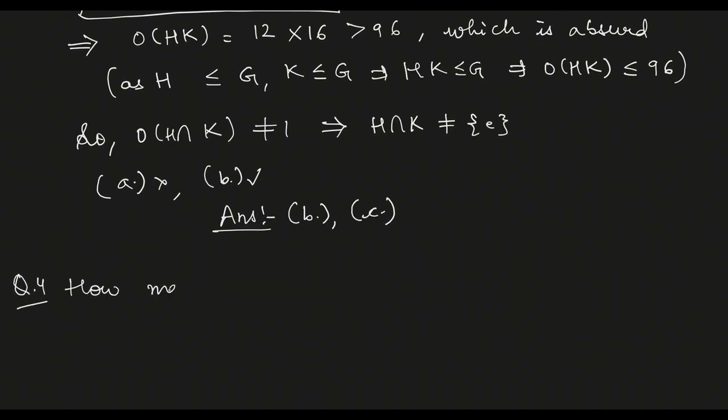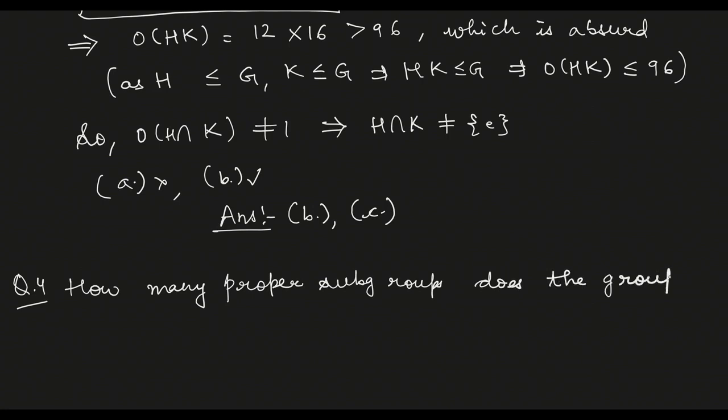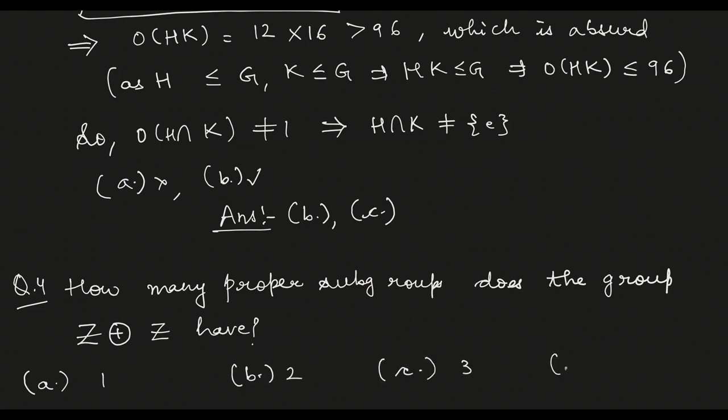How many proper subgroups does the group Z direct sum Z have? 1, 2, 3, infinitely many.